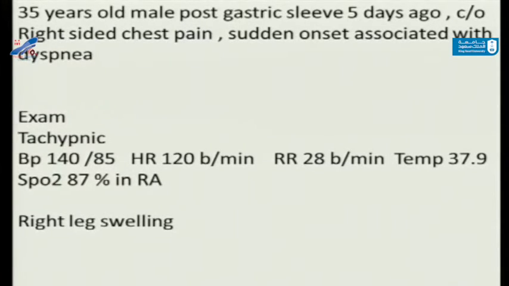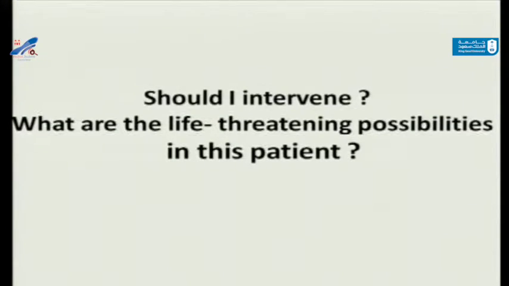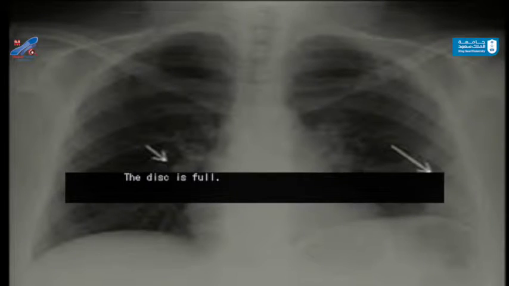ECG, chest film, and Doppler. It will never be done unless the radiologist is very cooperative. So should I intervene now? We said yes, he's hypoxic, right? So what can we do? Give oxygen, right? So the life-threatening possibility is PE.